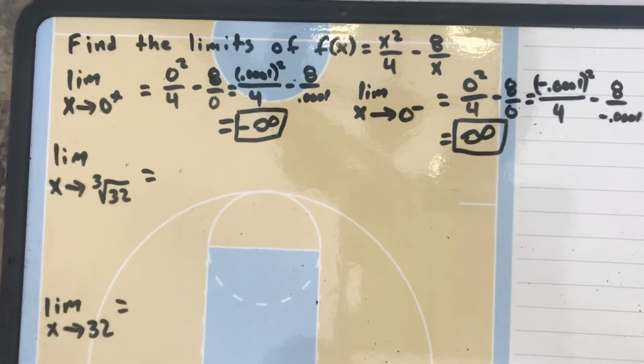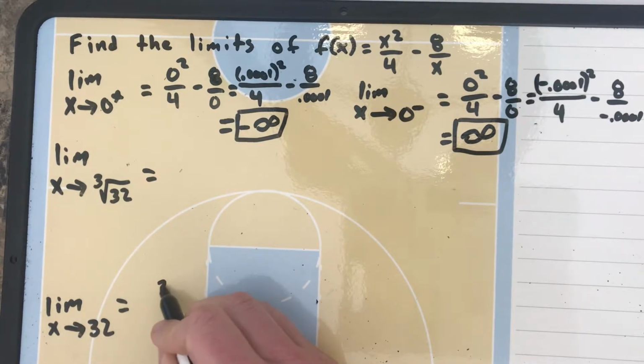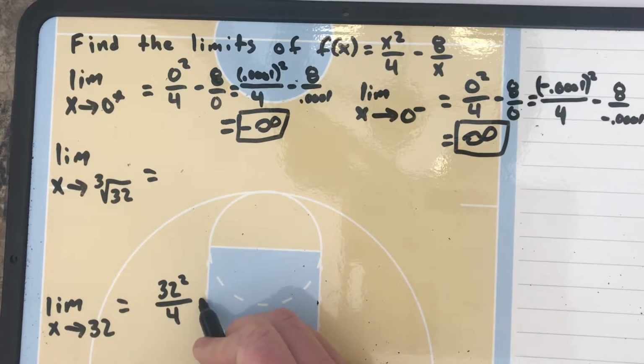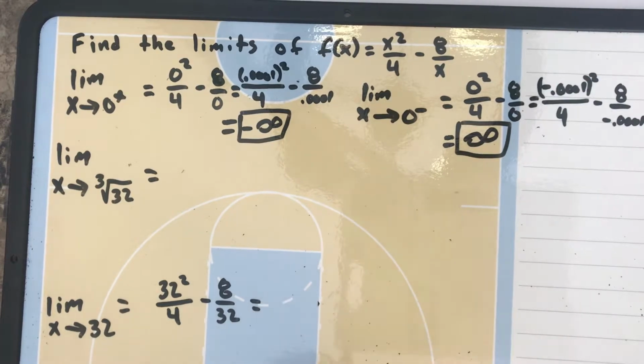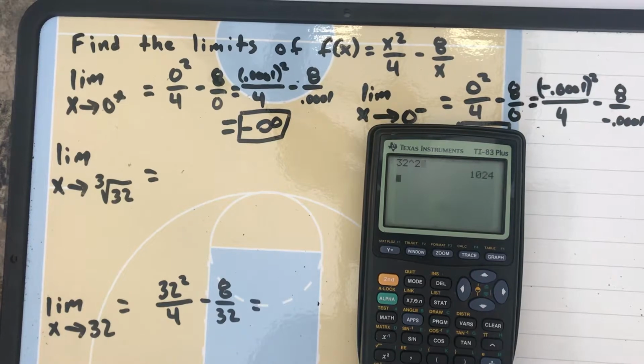Now I'm going to skip down to the bottom here, and I want to do this limit first: the limit as x approaches 32, just because this one's a little bit easier than that one, so we can look at it quickly. So we get 32 squared over 4 minus 8 over 32, and we can put that in the calculator: 32 squared divided by 4 minus 8 divided by 32.